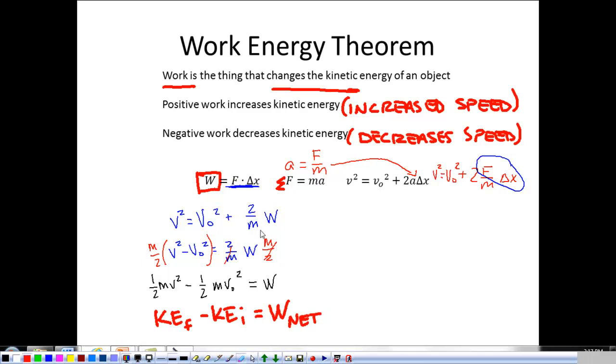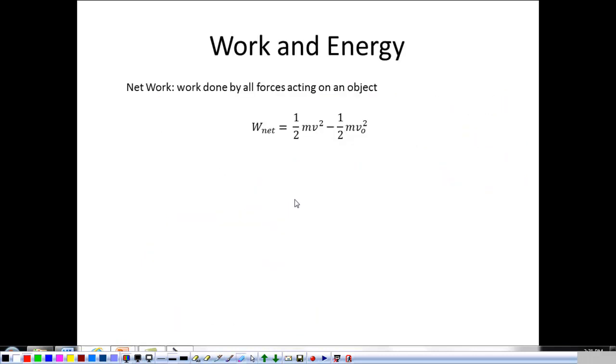So net work is going to change the kinetic energy of an object. And that's just looking at net force. So net work changes the kinetic energy of an object. We're going to look at that in our next slide. So net work is the work done by all of the forces acting on an object.